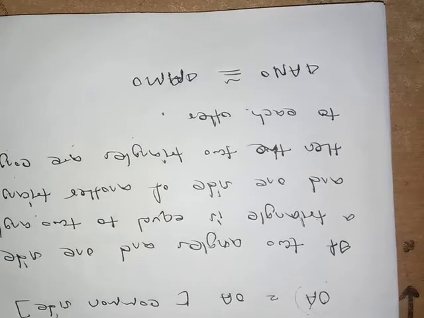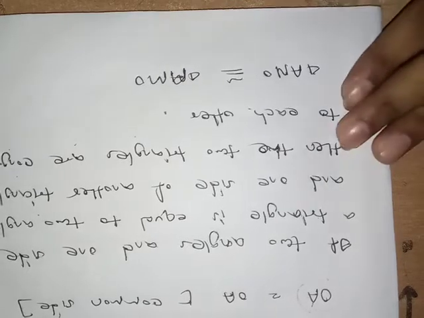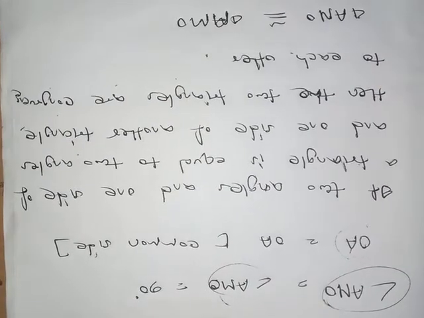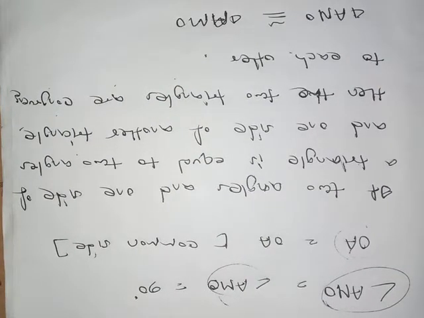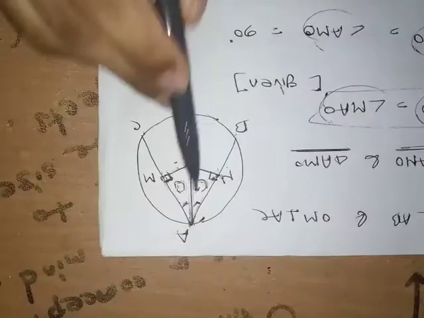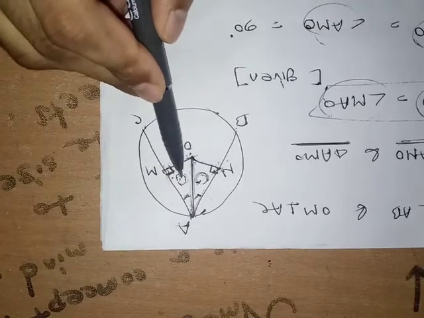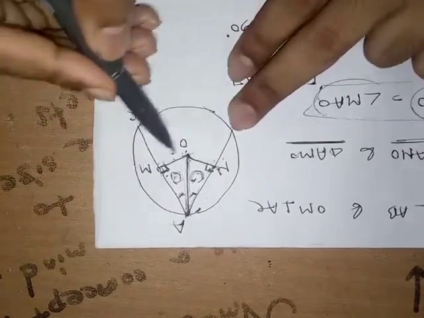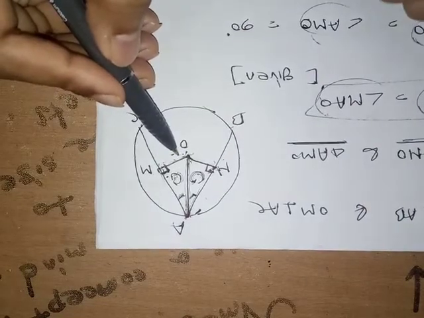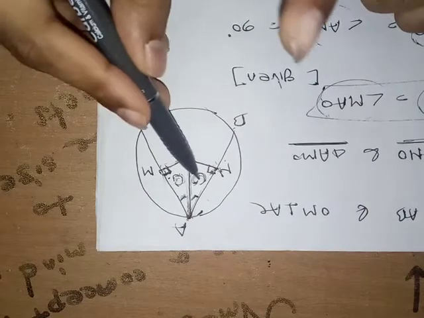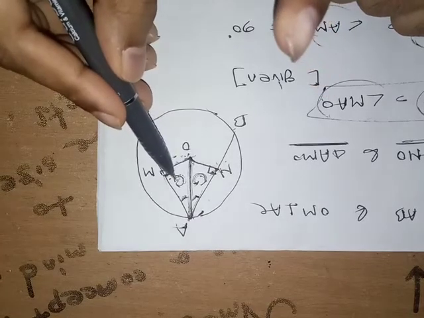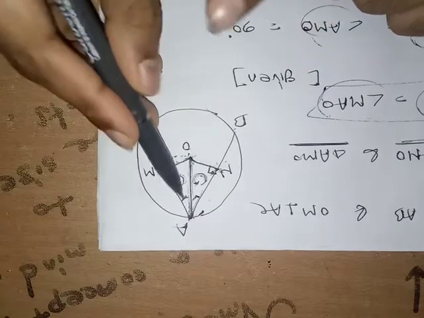What does congruence mean? Congruence means when two triangles are congruent to each other, three sides of a triangle are equal to the three sides of another triangle. Since these two triangles are congruent to each other, each side of this triangle is equal to each side of this triangle.